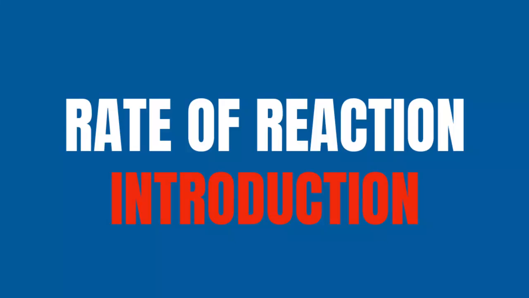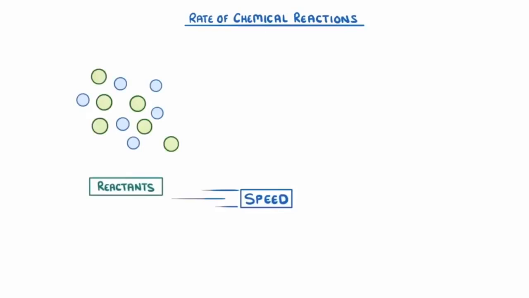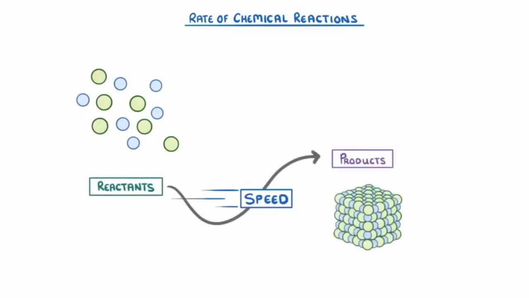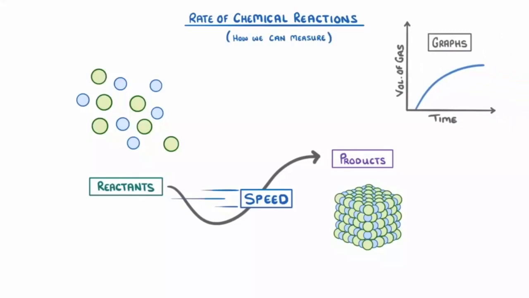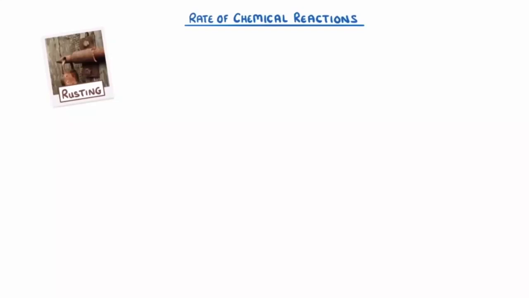I want to talk about rate of chemical reactions, the speed in which the reactants turn into products. But how can we measure this rate of chemical reactions? Let's go ahead and take a look. We have reactions such as rusting, which can take years and even decades, and our usual reactions like the one between magnesium and zinc, right?